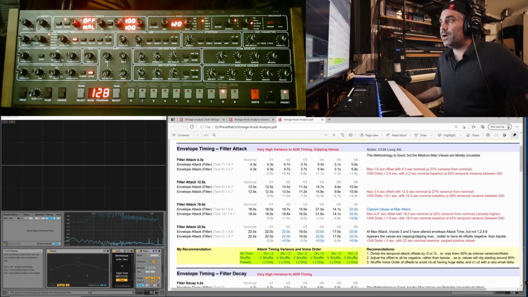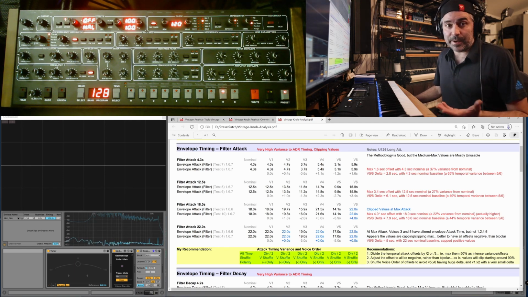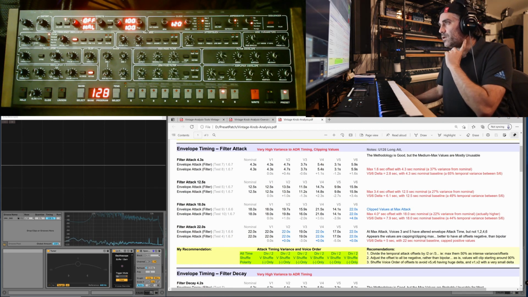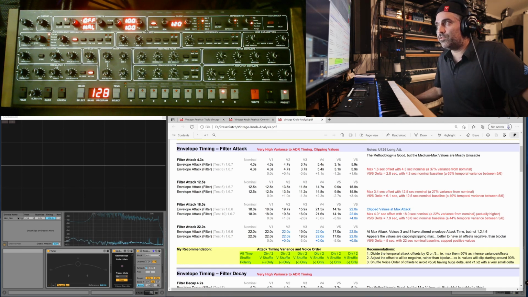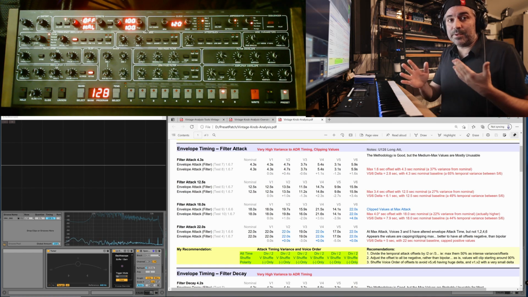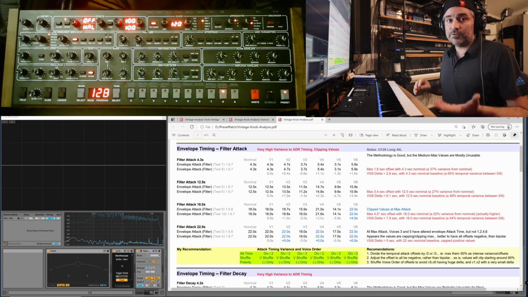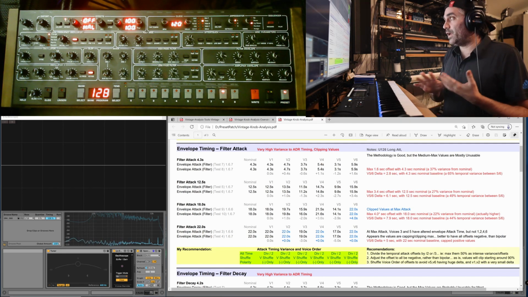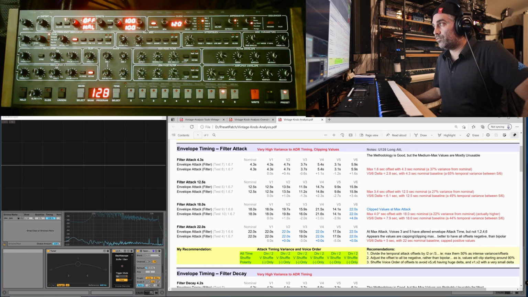Okay, let's jump on to envelope. So the filter envelope, the attack, decay, release times. I'm really just going to focus on the attack because the same things that I'm going to be talking about apply to decay and release as well. My impression of the per voice variance to attack is that it's the right methodology again, but the issue is that there's just very high variance to the attack, decay, and release timings, the temporal offsets. It's too aggressive of an offset set for the per voice variance.